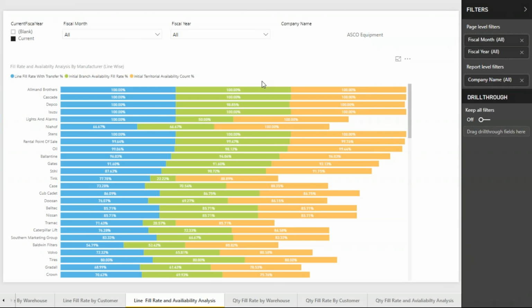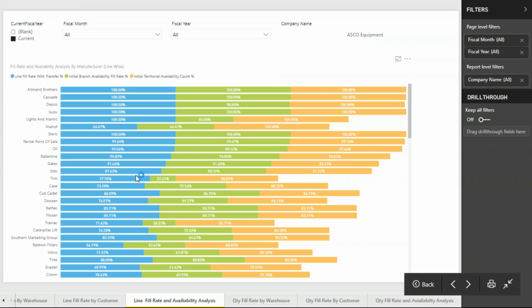This we just briefly saw. This is by the manufacturer. You are looking at what your fill rate is, what your branch level availability was, and what your territorial level availability was. So this would tell you exactly the point you raised. If for a particular manufacturer you are not transferring as much, or if there is a big difference between what is available and what you actually fulfill, it's going to highlight that with these numbers.